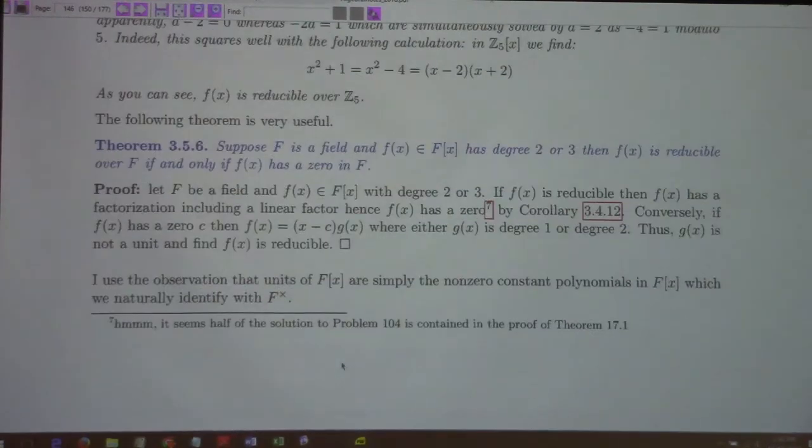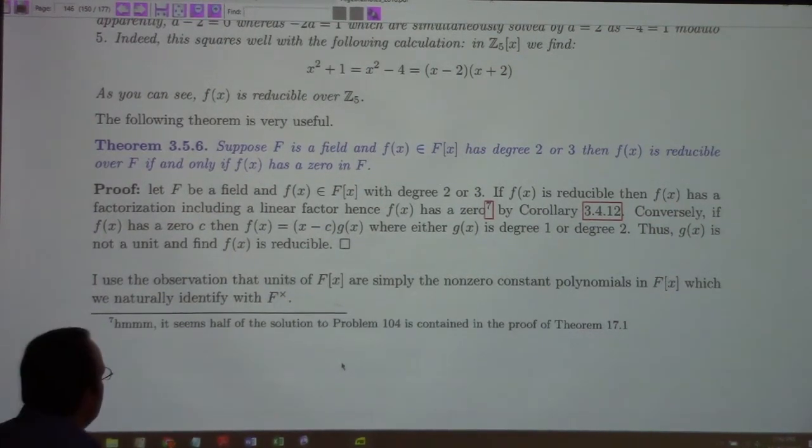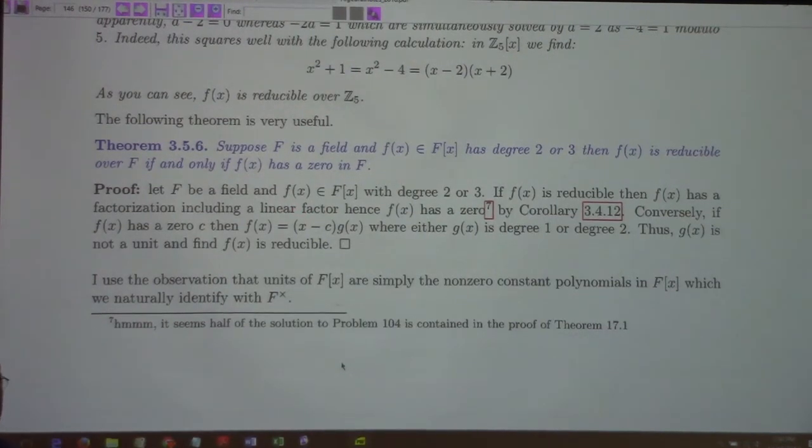Here we go. We stick with the plan. So here's the next thing down the list. Suppose F is a field and f(x) has degree 2 or 3. If you have degree 2 or 3, it's reducible if and only if it has a 0 over the field. And the proof is pretty simple. If it's reducible, then f(x) has a factorization which includes a linear factor. Consequently, it has a 0 by the corollary I just erased.